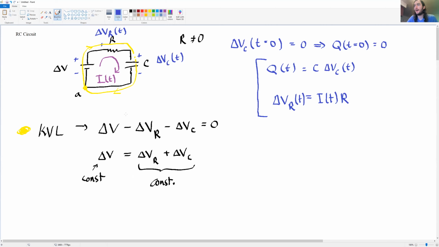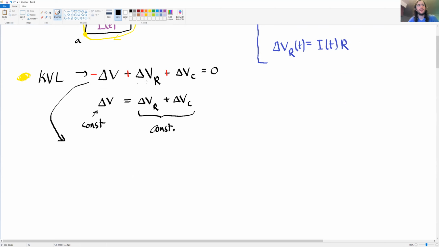And I will actually take this equation here and multiply it by a minus sign. And I'm going to write it over here. The first term I want to write down is the delta V sub R. So in terms of the current, that's I of t times R. And R is the constant, so I'll put R on the left side. Okay, so that's delta V sub R.